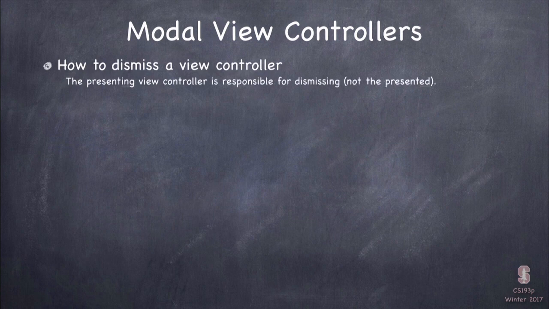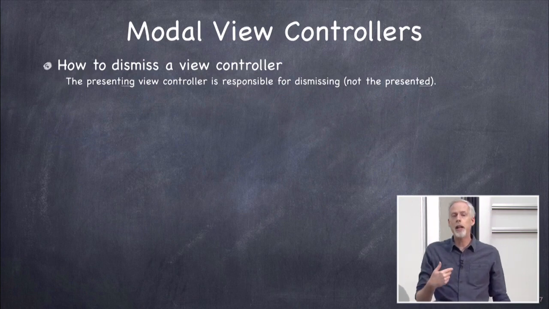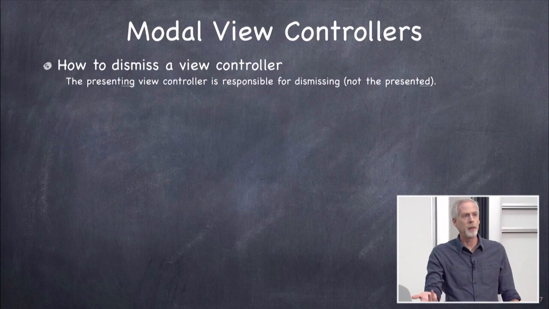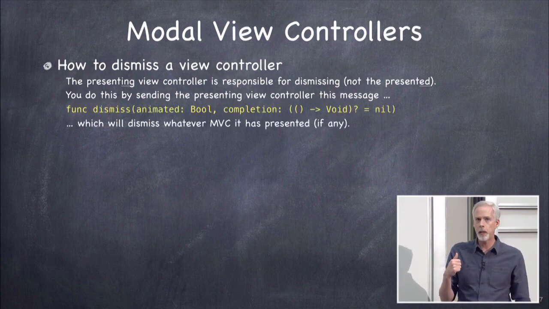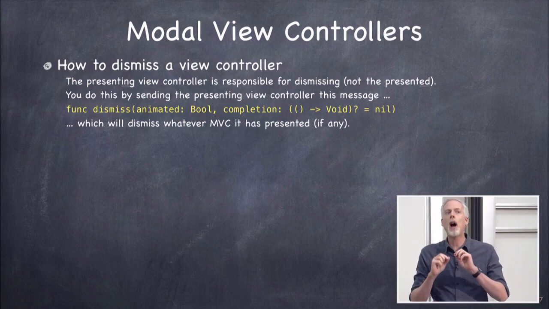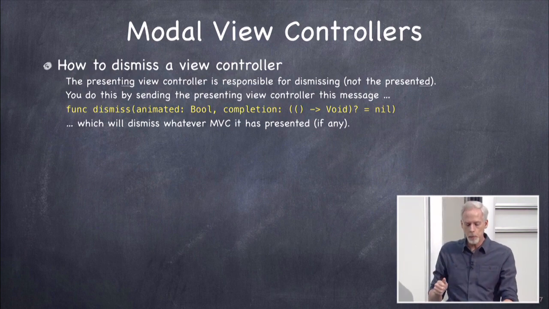How do you get the modal view controller to go away, like when you hit the cancel button? The answer is that the presenting view controller, the view controller that puts it up, the thing you segue from, that thing is responsible for dismissing it. And it does it with this method, dismiss animated. When you send dismiss to an MVC, it means dismiss any view controller I've put up. Dismiss ones I've put up.